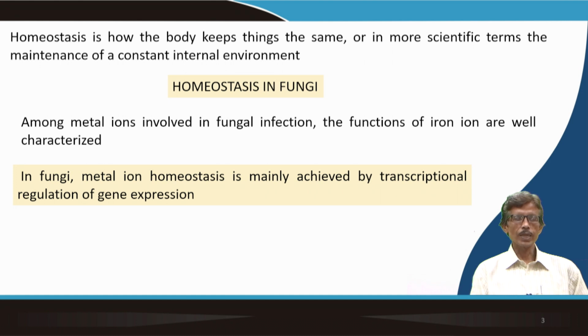So, metal ion homeostasis in fungi is mainly achieved by transcriptional regulation of gene expression. These are more complex biological terms. My request is that you do not worry about these complex terms. We are not biologists, we are not studying life sciences, we are studying only the biological part of your inorganic chemistry, or the metal ion chemistry, or the coordination chemistry.